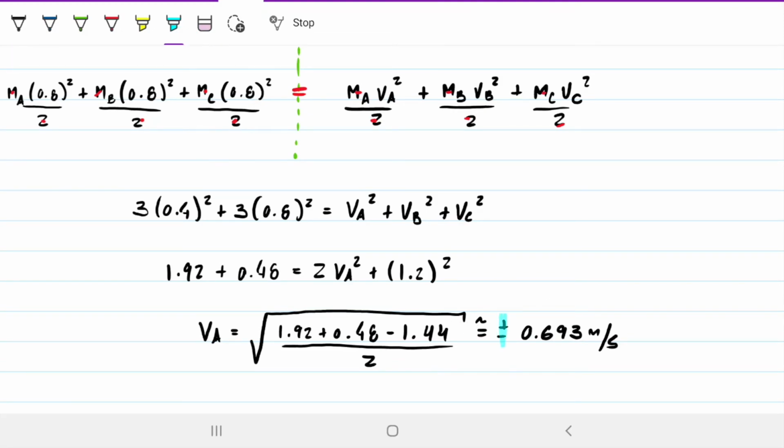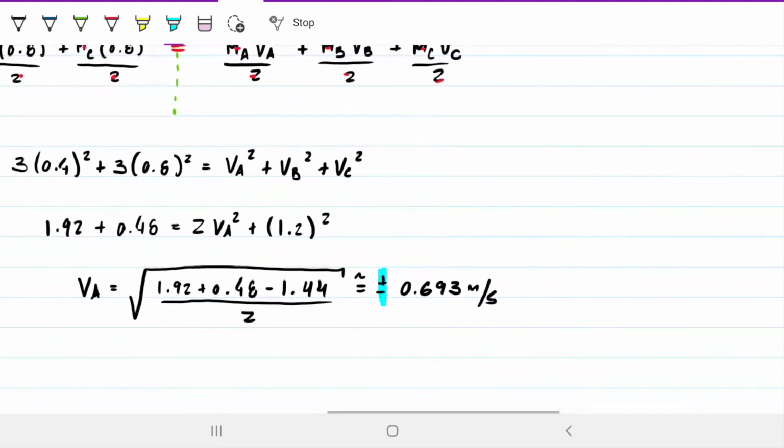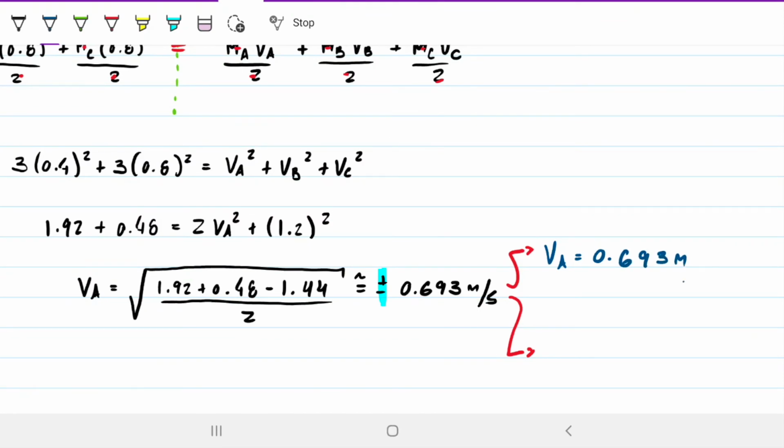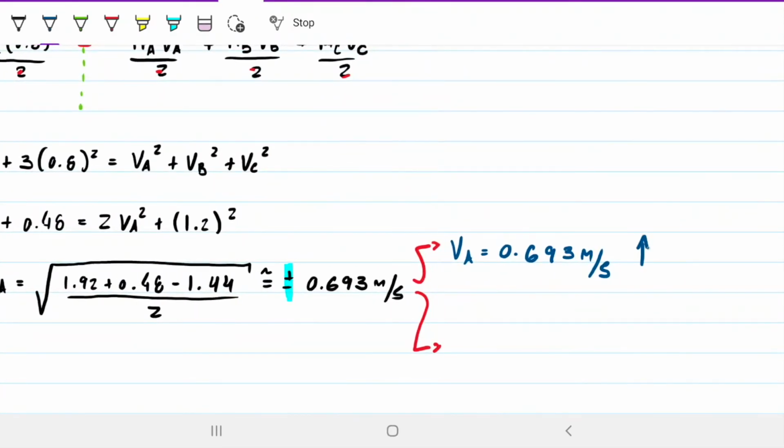Cool. So what do we need? Does it matter whether it's positive or negative? Oh, not really, because we know the direction already, right? We know that A is going upwards and VB is going downwards. So if you were to write this, because you know this already, then we would write it like so. So my VA equals 0.693 meters per second, and it's going upwards. And my VB is minus 0.693 meters per second, going downwards. And this is the answer for part A.